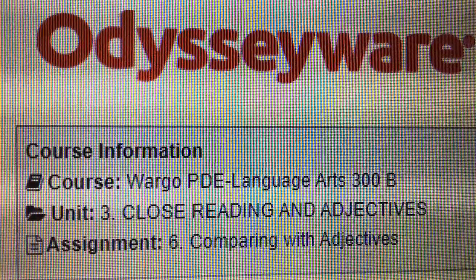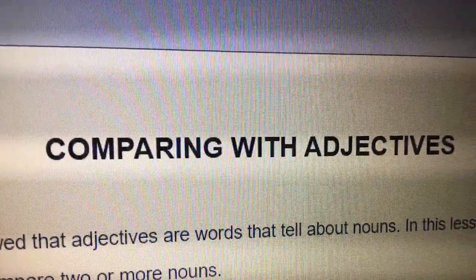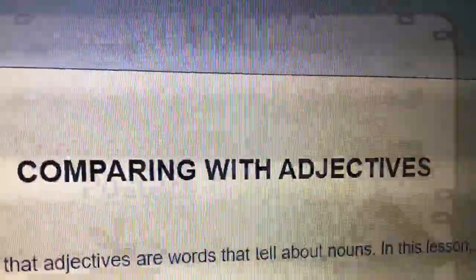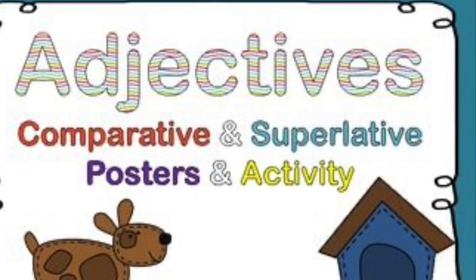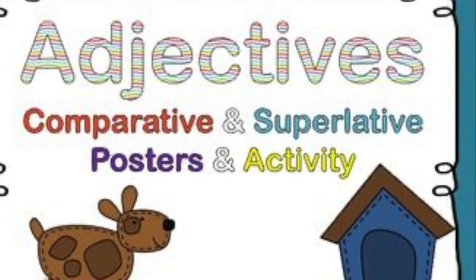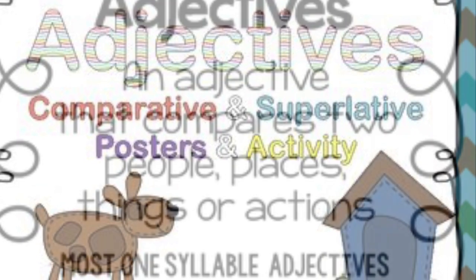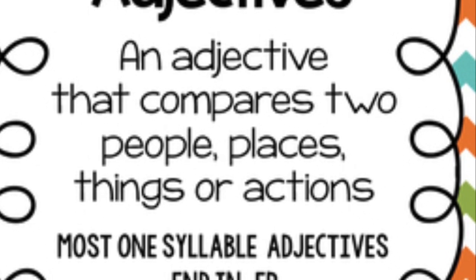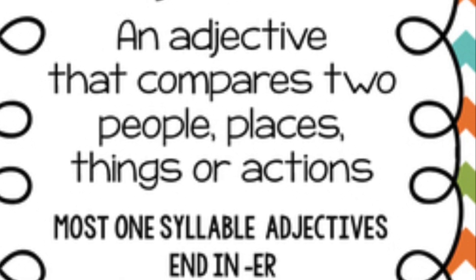Today's Odyssey lesson is assignment 6, comparing with adjectives, our ELA lesson. Comparing with adjectives. You may have already reviewed that adjectives are words that tell about nouns. In this lesson, you will look at how adjectives can be used to compare two or more nouns. You will construct a comparative adjective using ER or EST as the suffix.